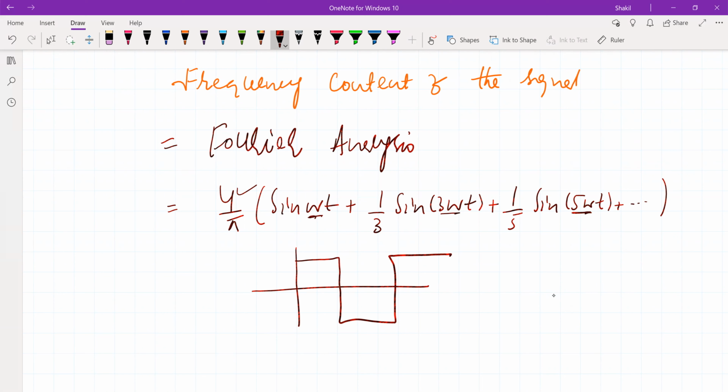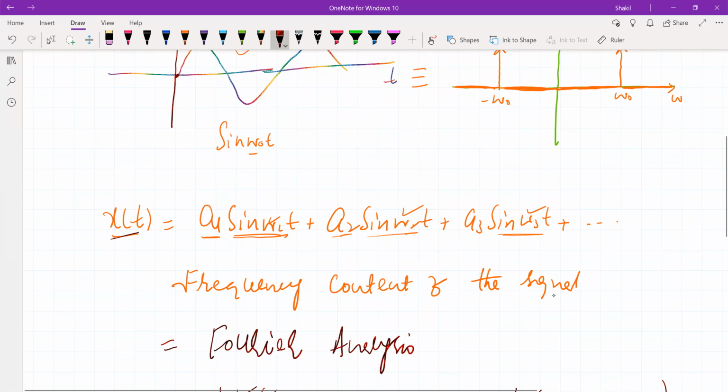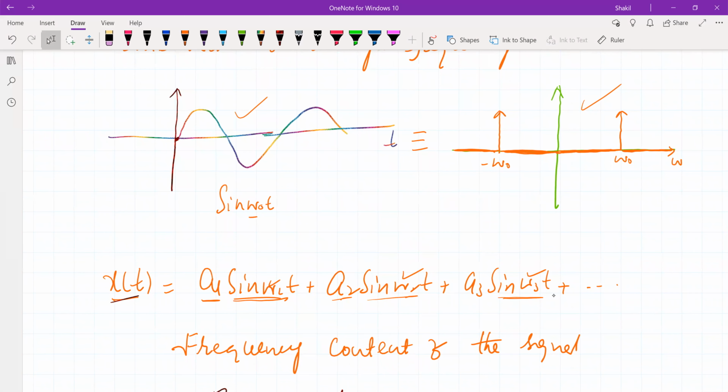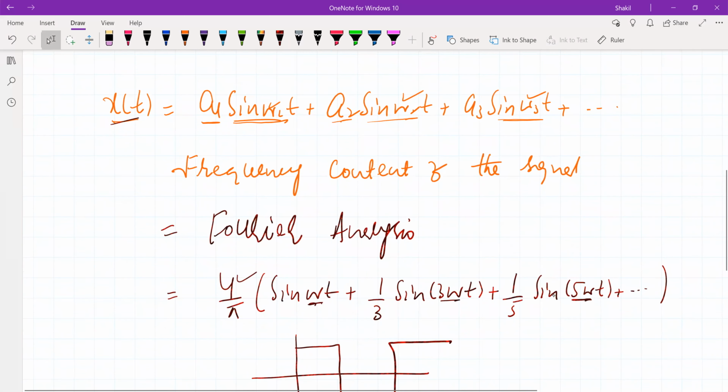When we express x of t as a weighted sum of sinusoids, this gives us the frequency information of the signal. That's why, as communication engineers, as electrical engineers, we go for Fourier analysis: we want to get the frequency information of the signal. The first important point is that because a sine wave is a single frequency, this will directly tell us the frequency content of the signal. So I hope this is clear.